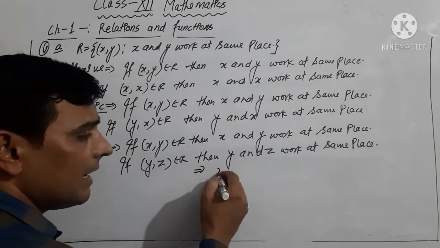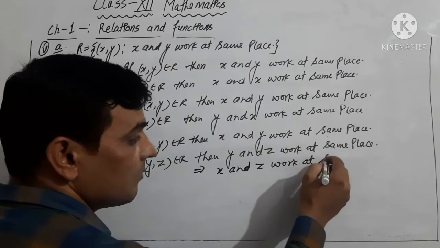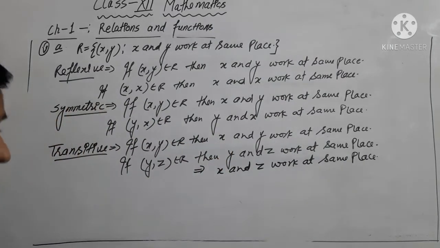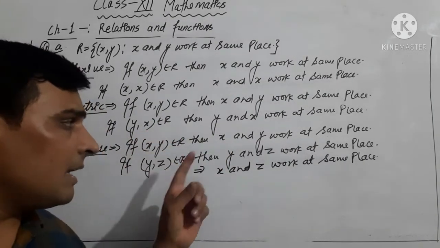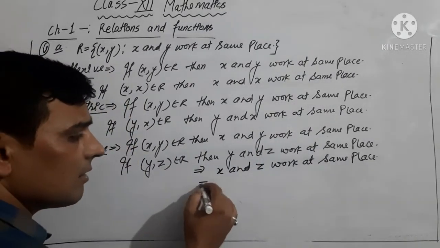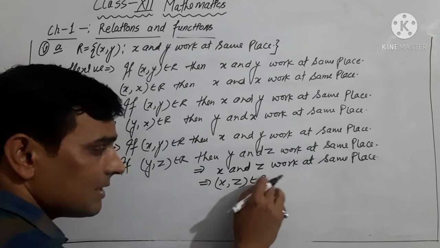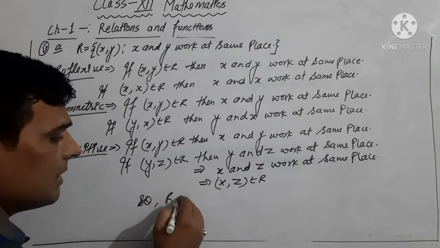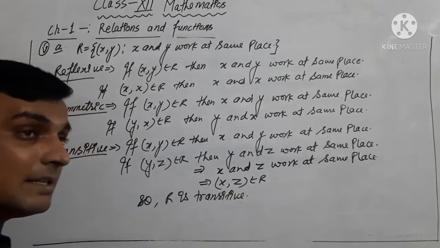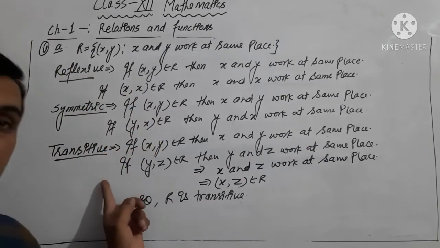This should imply that x and z work at same place. On combining these two conditions, we get x and z work at same place, and this is the condition for (x, z) belongs to R. So R is transitive. The relation will be transitive. Here, this relation R is reflexive, symmetric, and also transitive.